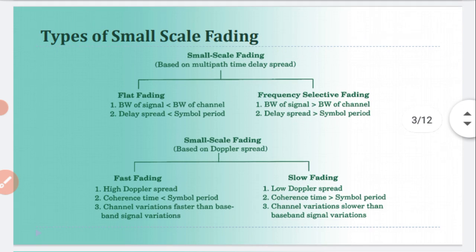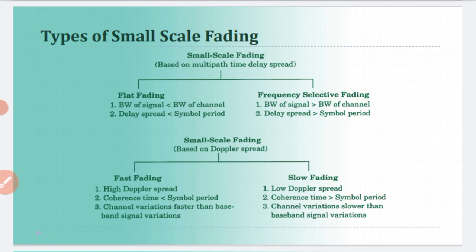Today we are just going to see about types of small scale fading. The fading types can be classified based on two factors: delay spread and Doppler spread. Based on time delay spread, small scale fading is classified into flat fading and frequency selective fading. Okay, flat fading and frequency selective fading.